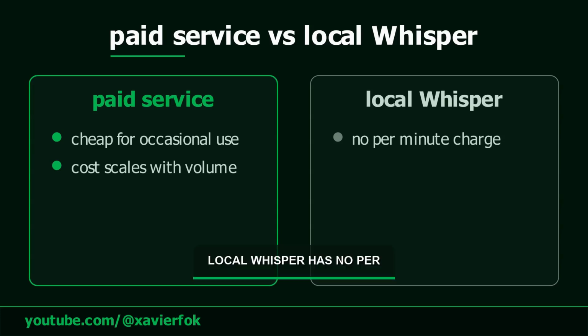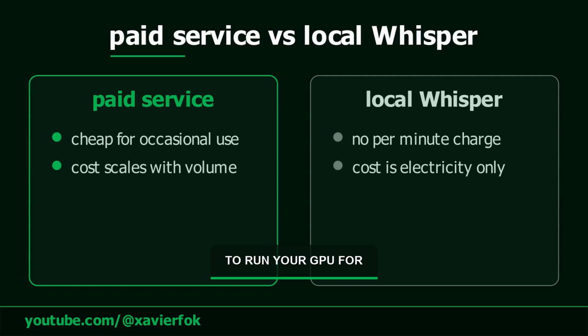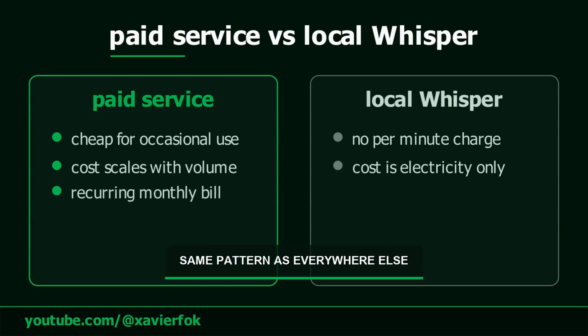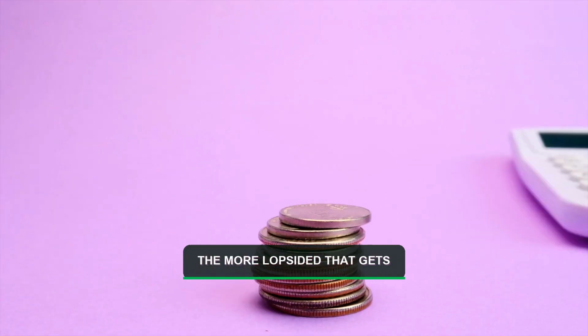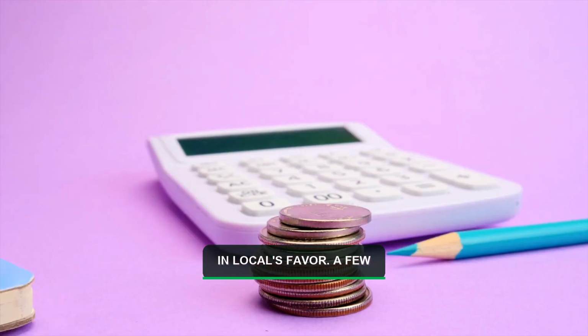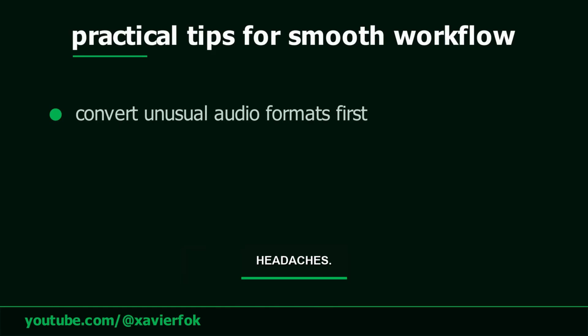Local Whisper has no permanent charge at all. After the hardware you already own, the only cost is the electricity to run your GPU for a few minutes per file, so the crossover is the same pattern as everywhere else in local AI. Light occasional use, the paid service is fine and simple. Steady high volume use, local is dramatically cheaper, and the more you transcribe, the more lopsided that gets in local's favor.